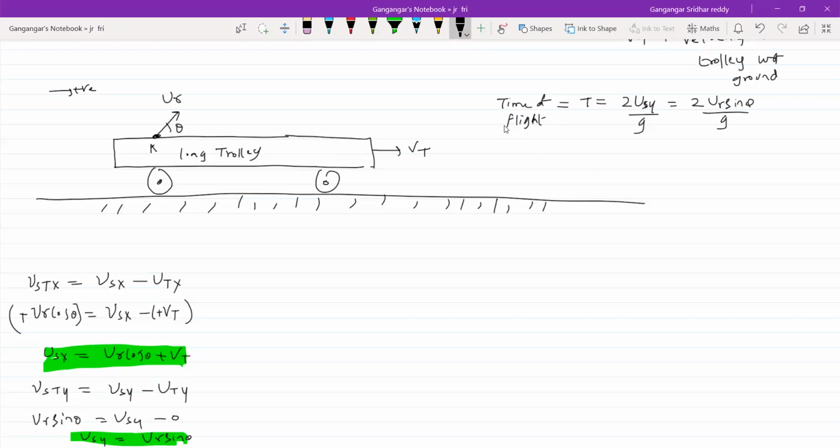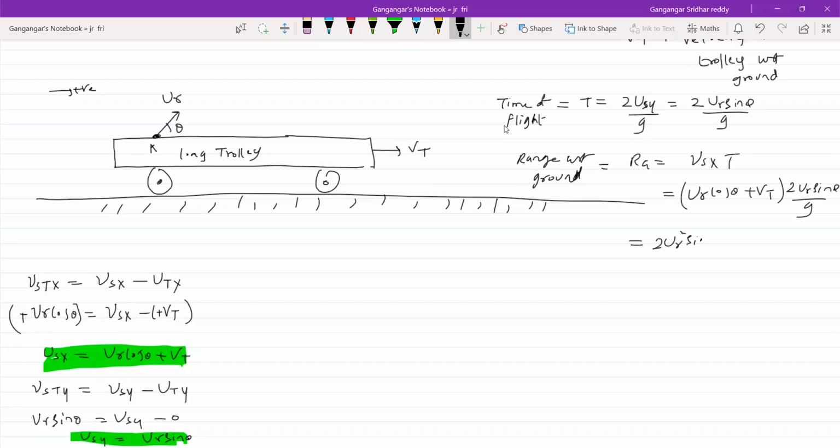Okay, let's come to this. Range with respect to ground, RG, I'll write it. What is the velocity of the stone with respect to ground along the x-axis? Ux into T. So this should be equal to (UR cos theta plus V) times T, with time of flight 2UR sin theta by g. So this is 2UR square sin theta cos theta by g.